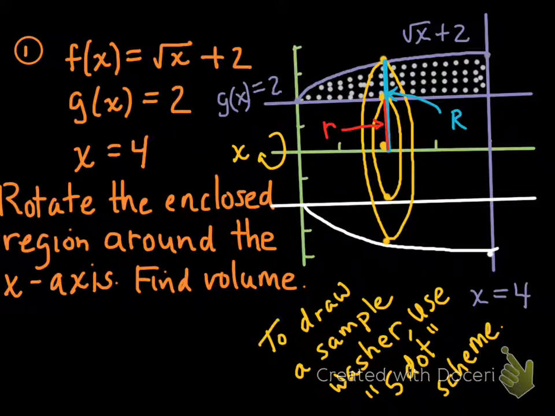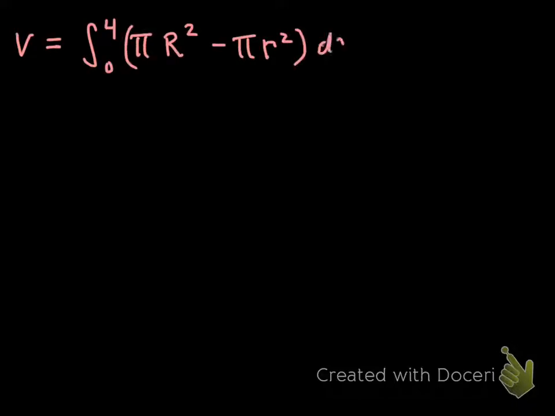Maybe you can see already from the drawing what will be the value of that big radius and what will be the value of that little radius. Let's move forward. So we're bookshelving these washers from left to right. So we are integrating from 0 to 4, pi big R squared minus pi little r squared dx.